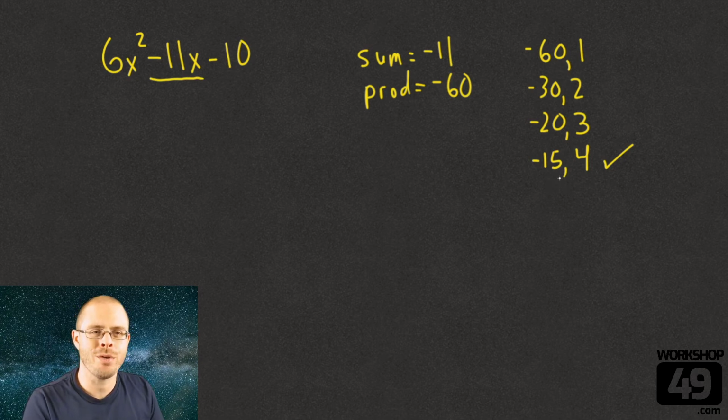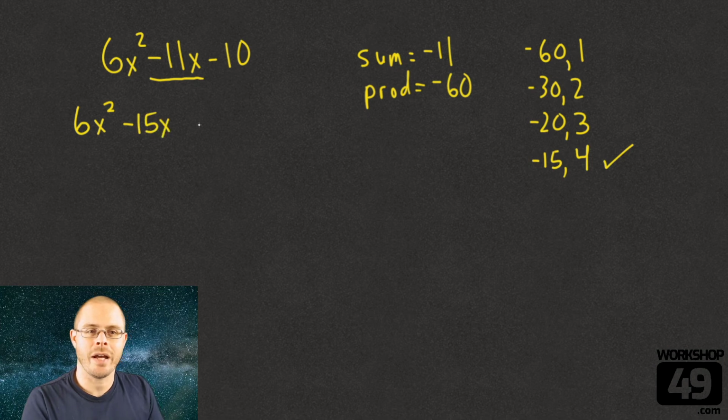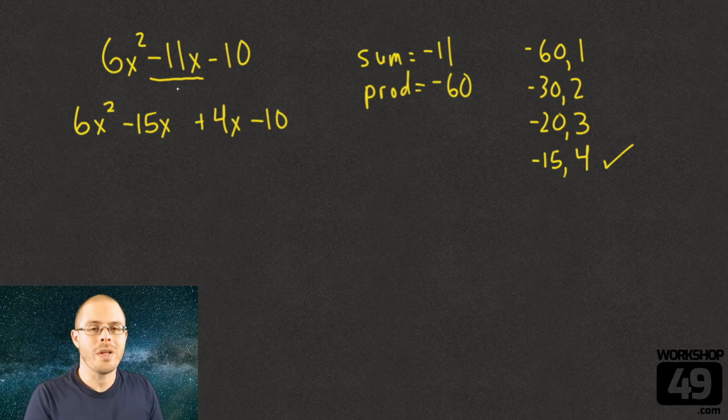Now that we have our two numbers, we are going to replace that negative 11x with these two new terms. So we have a 6x squared, and this time we're going to separate that negative 11x into a negative 15x plus a 4x minus 10. This is still equal to what's above. We're just decomposing it, pulling it apart into little pieces. And how did we get those two numbers? The sum and product rule.